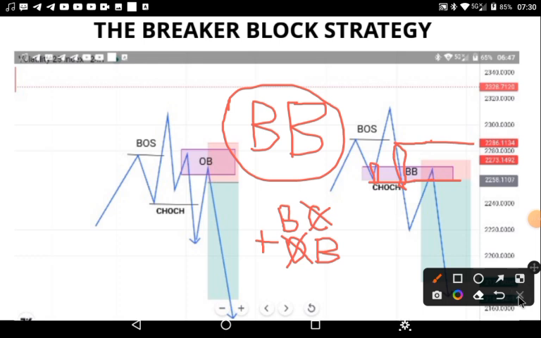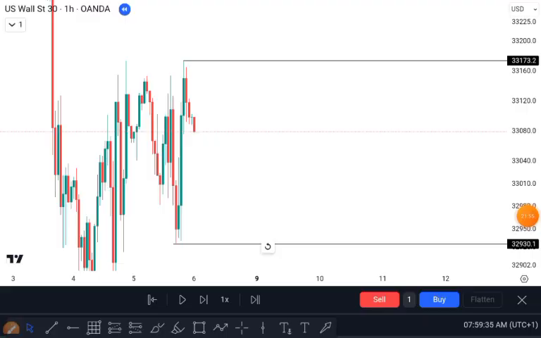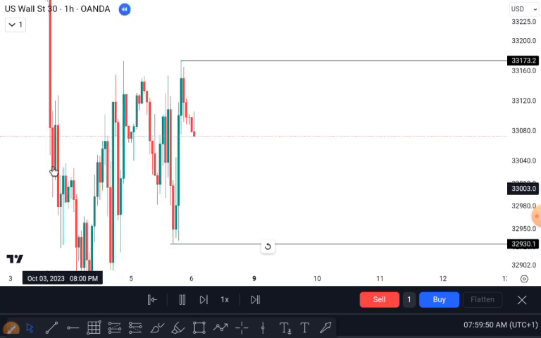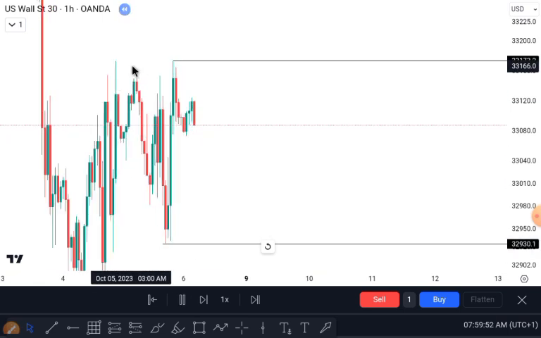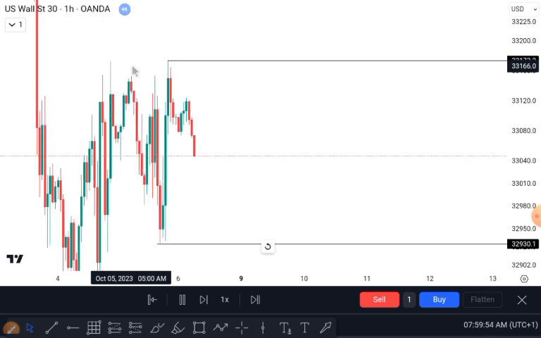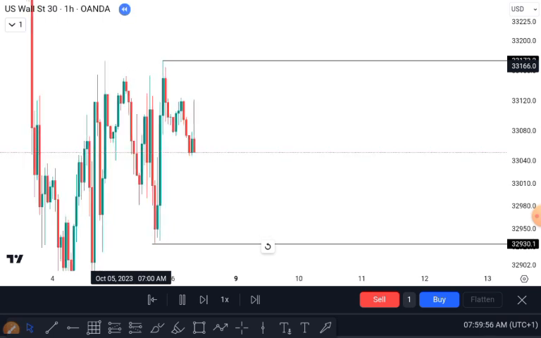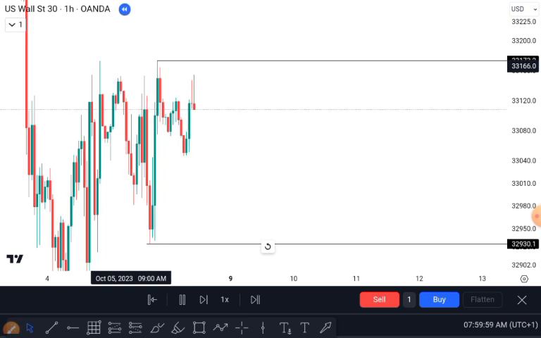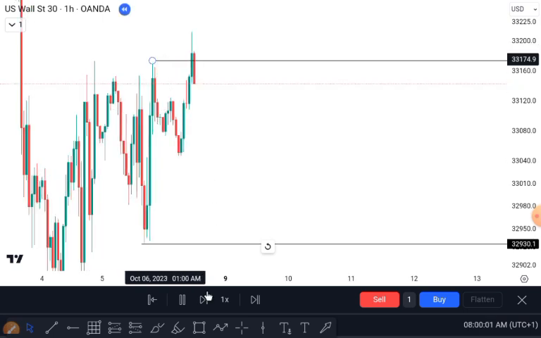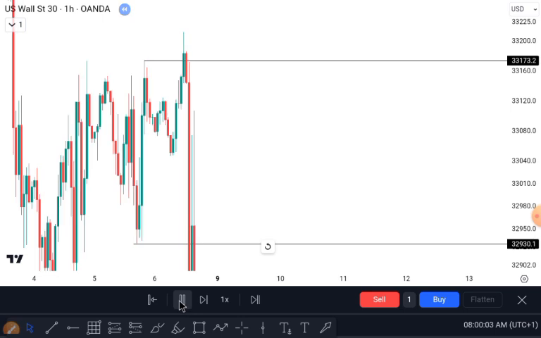Now let's go to the chart, guys. Okay, so we are on the chart right now, on this US30 Wall Street. I want to see what a breaker block is going to look like here. Basically price is playing out, and you want to mark out the highs and the lows as we have done here.